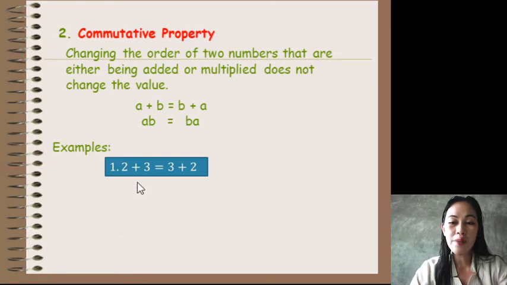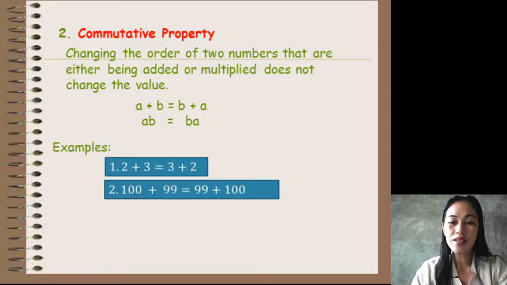we add 2 plus 3 is equal to 3 plus 2. 2 plus 3 is 5. 3 plus 2 is also 5. So the value is the same. Example number 2 is 100 plus 99 is equal to 99 plus 100. The sum of 100 plus 99 is 199. The sum of 99 plus 100 is also 199.